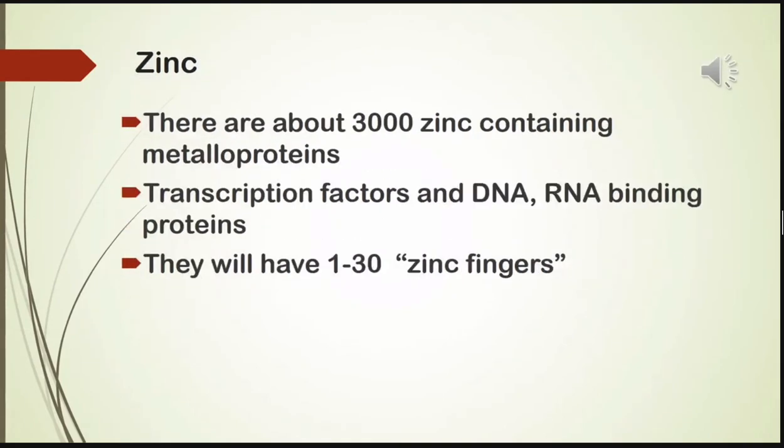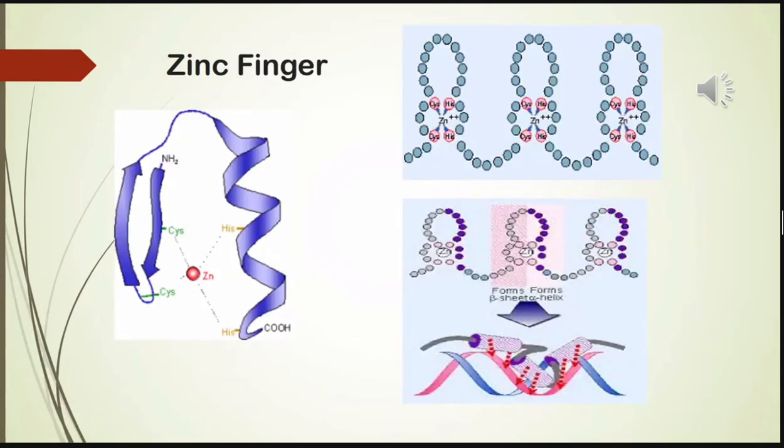There are about 3,000 zinc-containing metalloproteins. Most, if not all of these, are transcription factors, DNA, and RNA binding proteins. One or most of these proteins will have from 1 to 30 zinc fingers, the so-called zinc fingers. A zinc finger is a loop in the protein that is stabilized by, of course, your zinc metal ion.